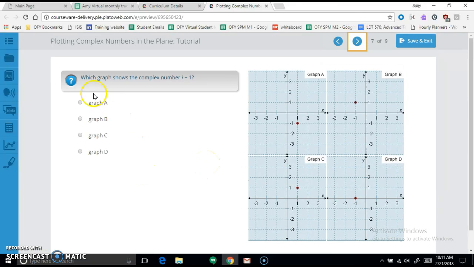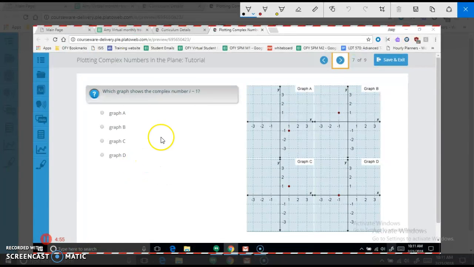So which graph shows the complex number i minus 1? Once again, we need to rearrange this so that the real number is first, so the negative stays with the 1, so negative 1 plus i. This would be our x, this would be our y. If we were to look at this graph, let's see if this is right. We would have negative 1, positive i. That doesn't work. Here, negative 1, positive i is right there. So it would be graph B.